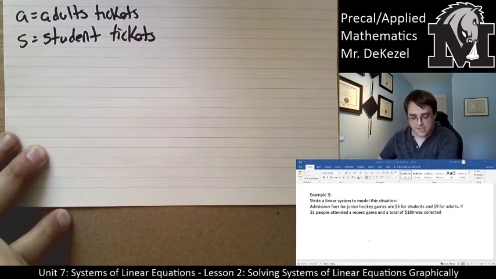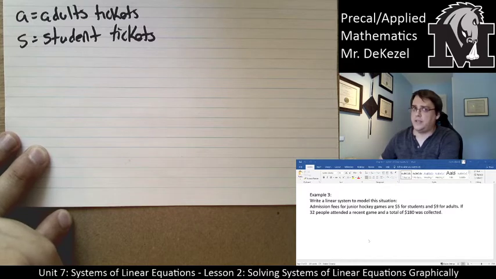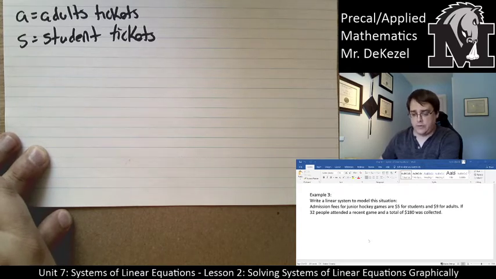It's pretty self-explanatory, I think. In this case, it doesn't really matter which is the dependent and independent variable. It doesn't depend how many adults go to students. One doesn't dictate the other. So independent and dependent variable in this case is kind of irrelevant.